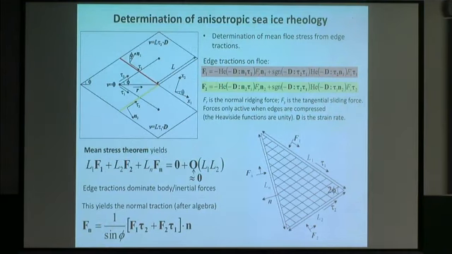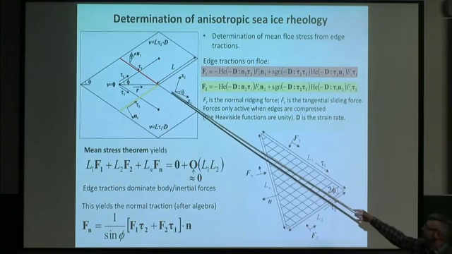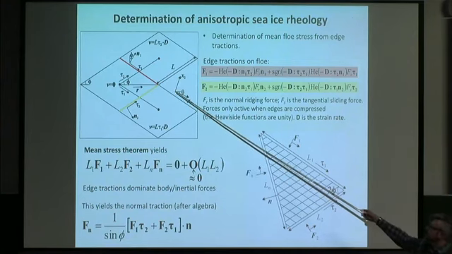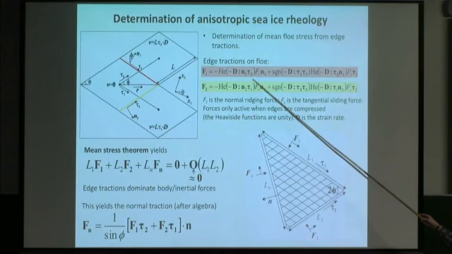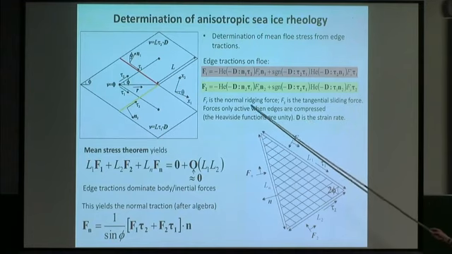We have to relate the ice stresses to the anisotropy as well. So maybe I won't spend too much time on this, but we look at the tractions on the edges of these putative diamonds. Okay, we can have compressive tractions to do with a so-called ridging force, or a sliding traction, and these things we know, they come from the model.